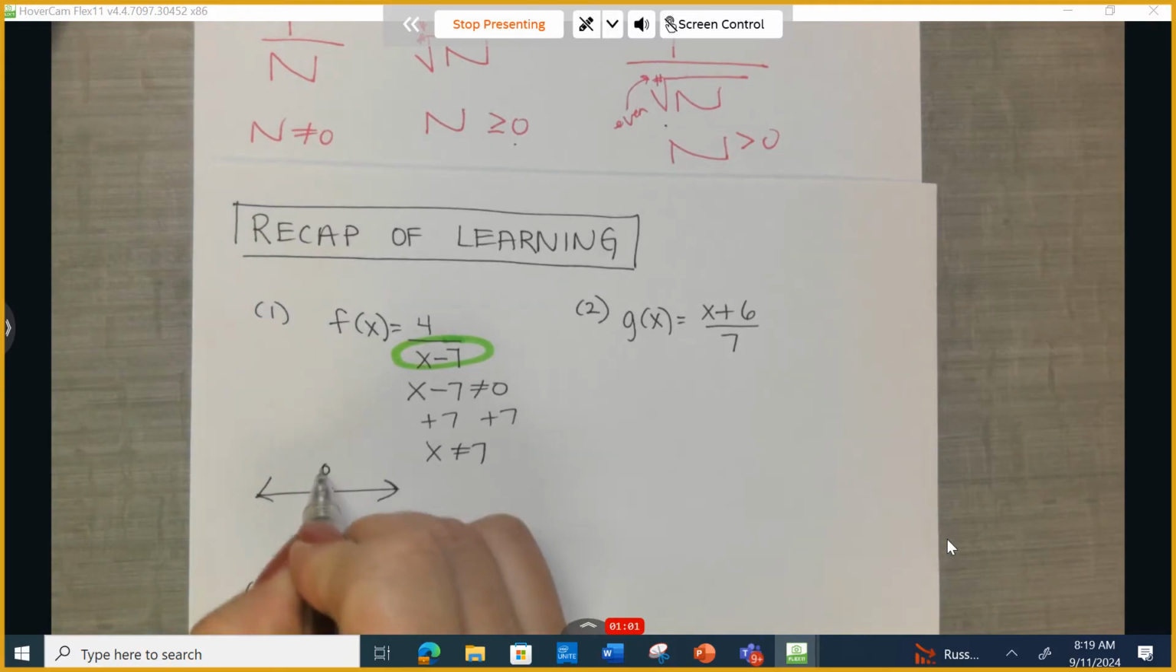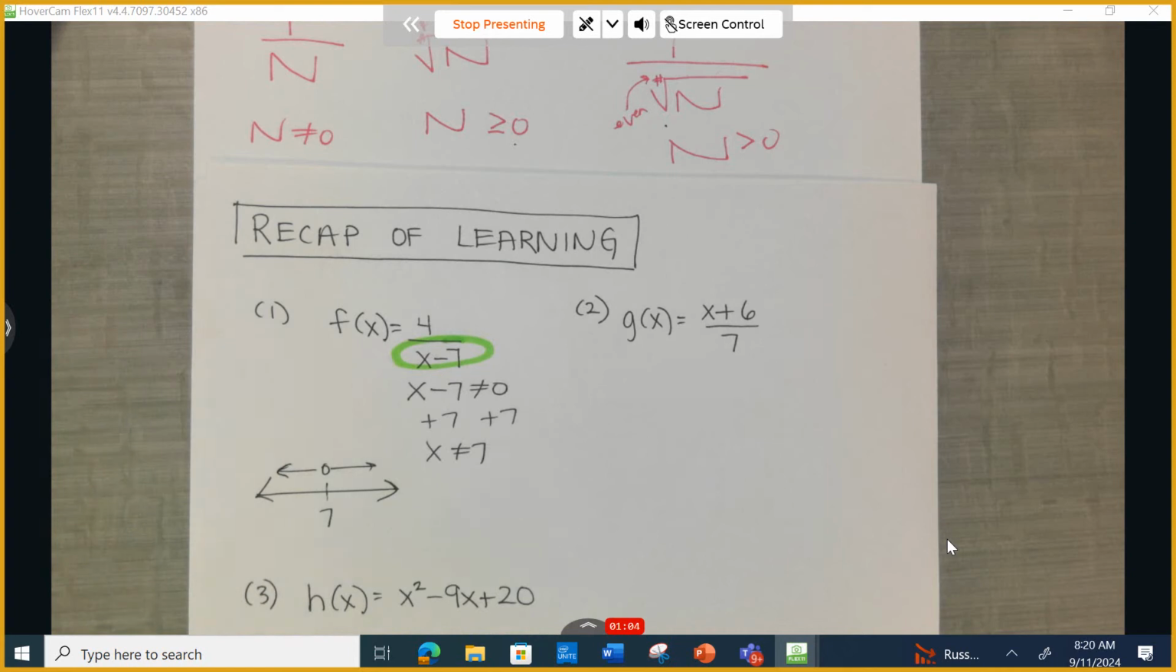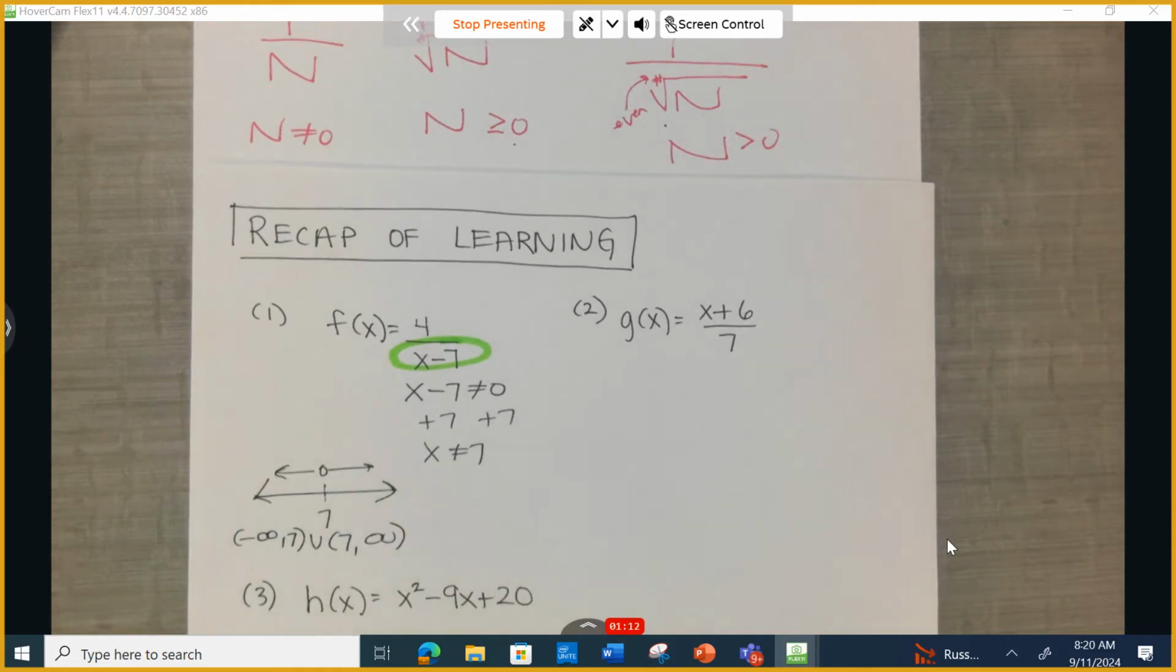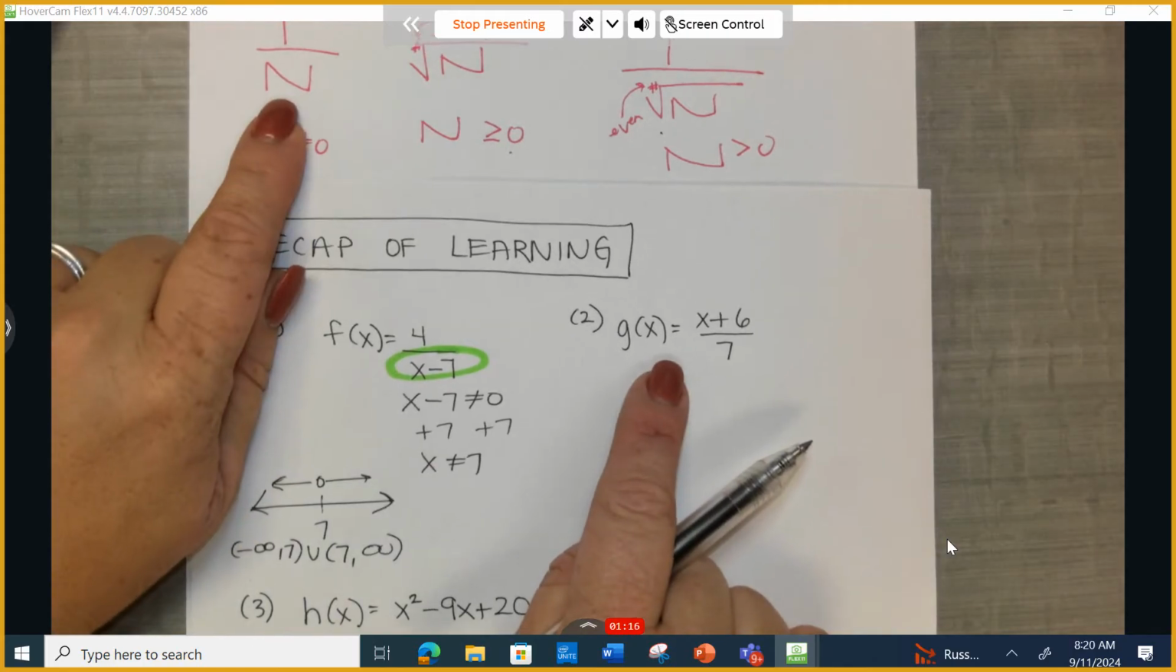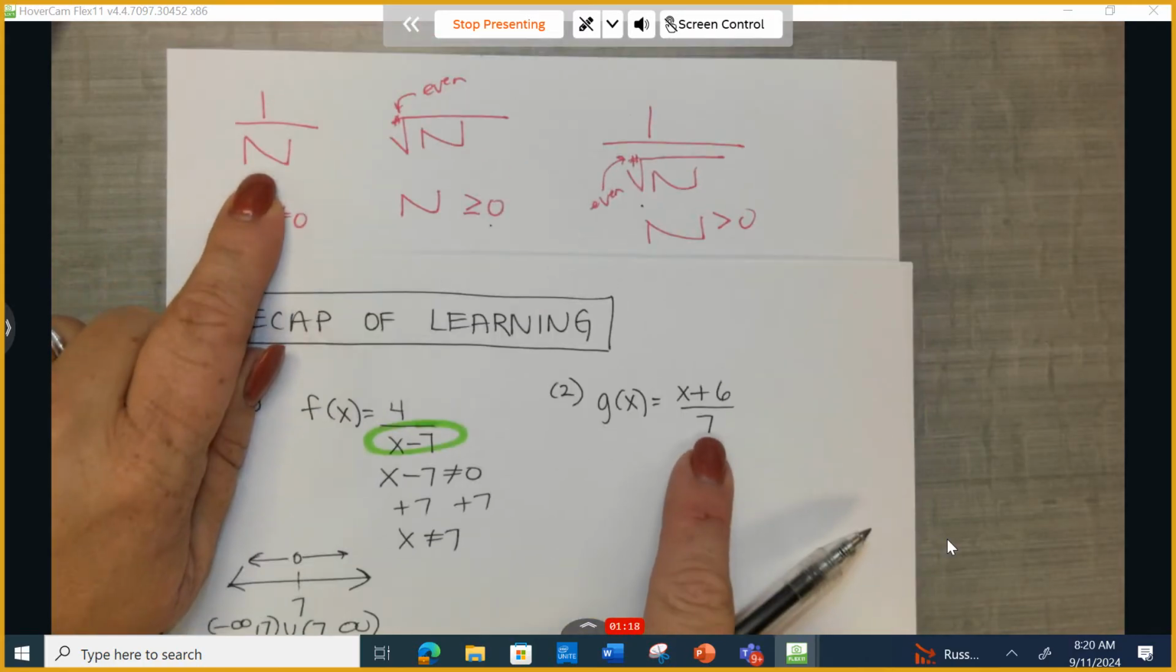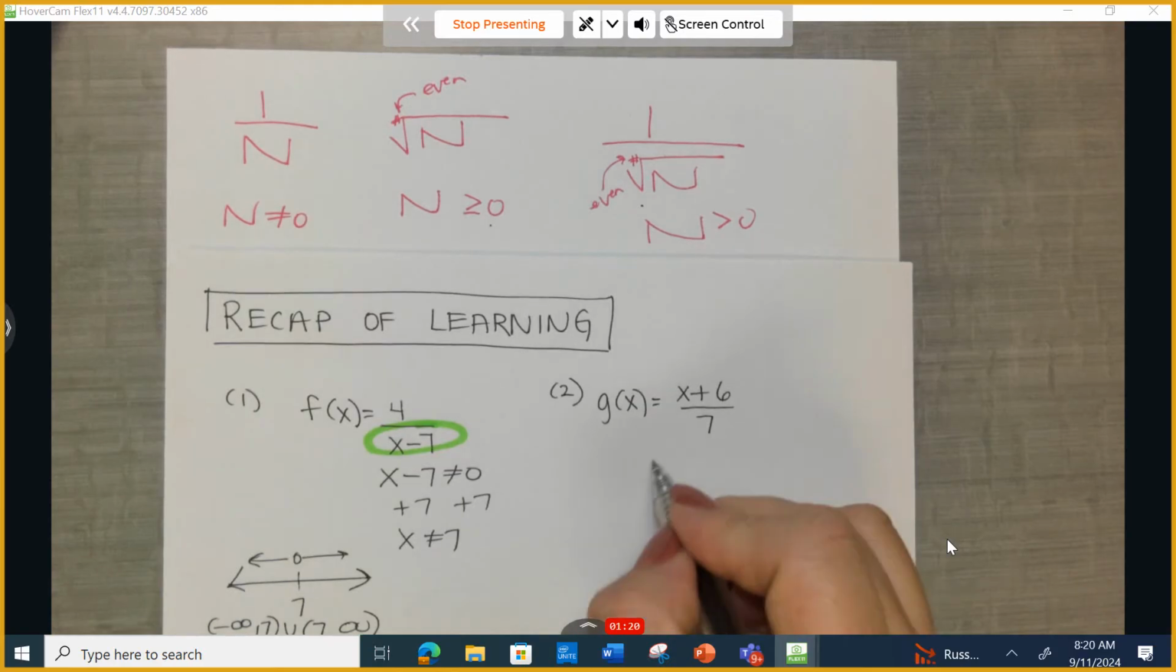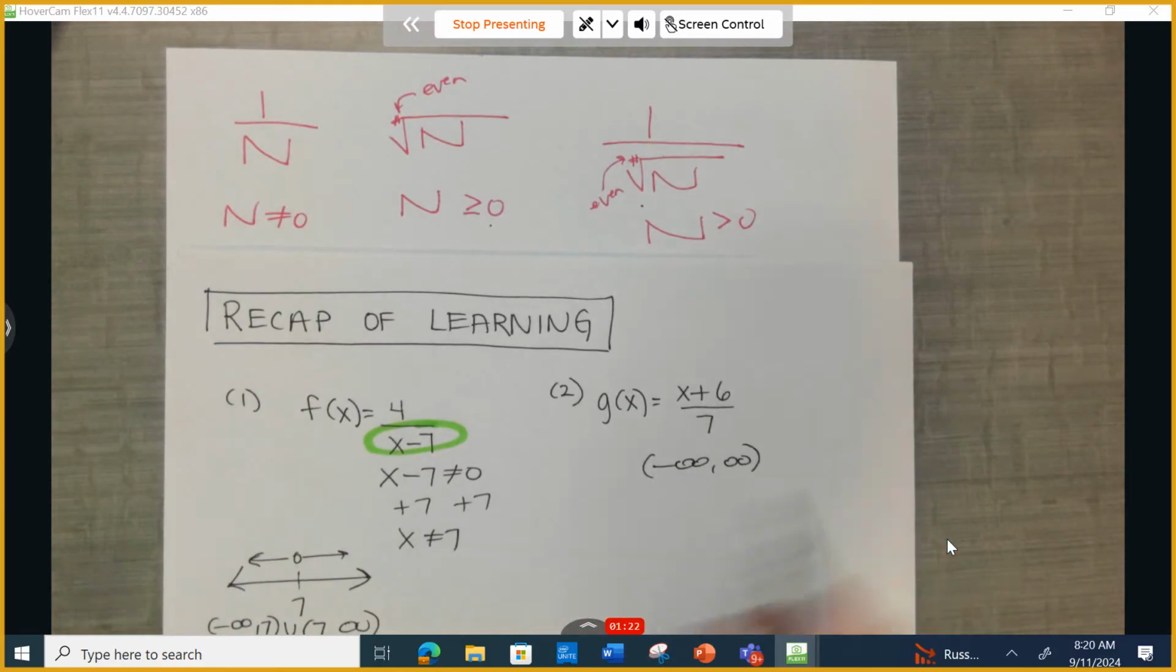Here is 7. It cannot be 7, but it can be anything else. So how do I represent that in interval notation? It comes from the far left all the way up to 7. We can't include it. And then anything to the right of 7 we can include. When I look at number 2, I don't have a variable in the denominator, so I don't need to worry about it. I don't have a radical, I don't need to worry about it. That means there's no restrictions on what I can plug in.